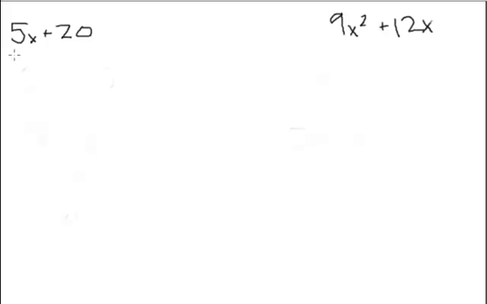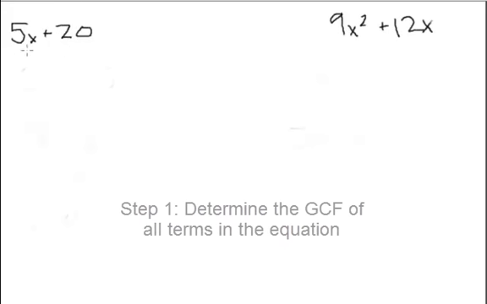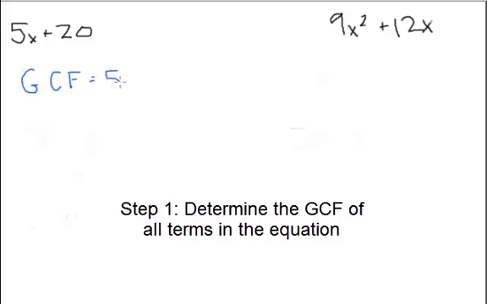So I have two questions here, and I'm just going to work with the one to my left first. So I have 5x plus 20. What you've got to do is look at every single term and think, what is the greatest common factor between these two terms? Well, I have a 5 and a 20. So the greatest common factor between 5 and 20 is 5.